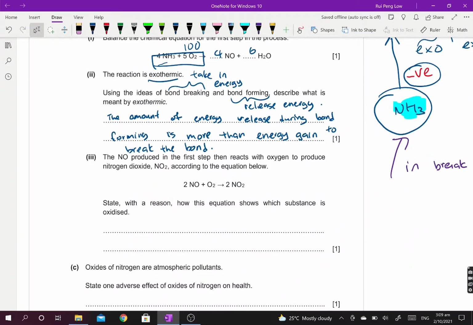Okay, so part 3, the NO produced in the first step then reacts with oxygen to produce nitrogen dioxide, NO2, according to the equation. Okay, state with reasons how this equation show which substance is oxidized. Now, there's 2 ways to answer this, you can talk about oxidation state, or you can use the fact that it gains oxygen. Okay, both are acceptable. Okay, which one you want to use is really up to you. For me, since this is a 1 mark, I will use this to explain.